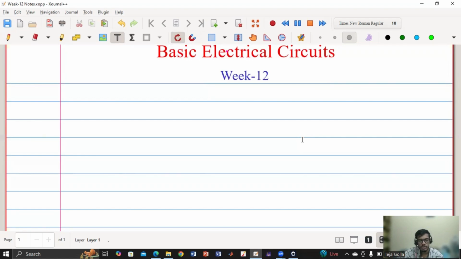If my aim is to find the steady state response, then is there any shortcut or simplified method which will save me time and with which I can quickly get the expression for the current as well as voltage? So today we are going to only discuss the steady state response.